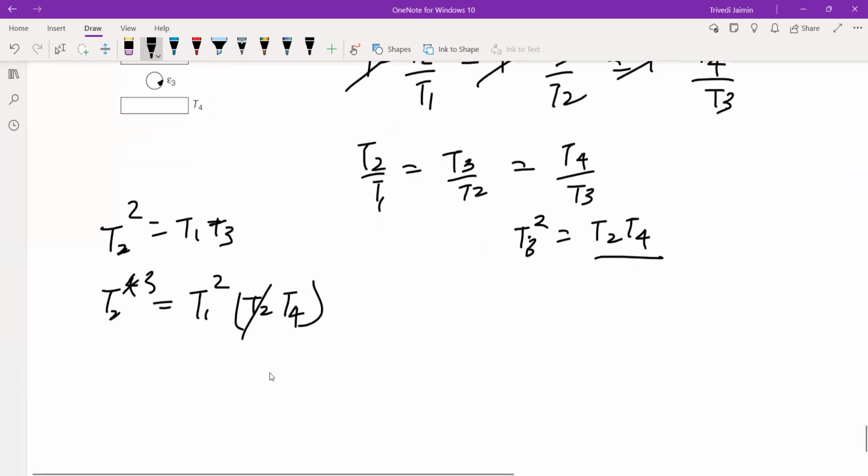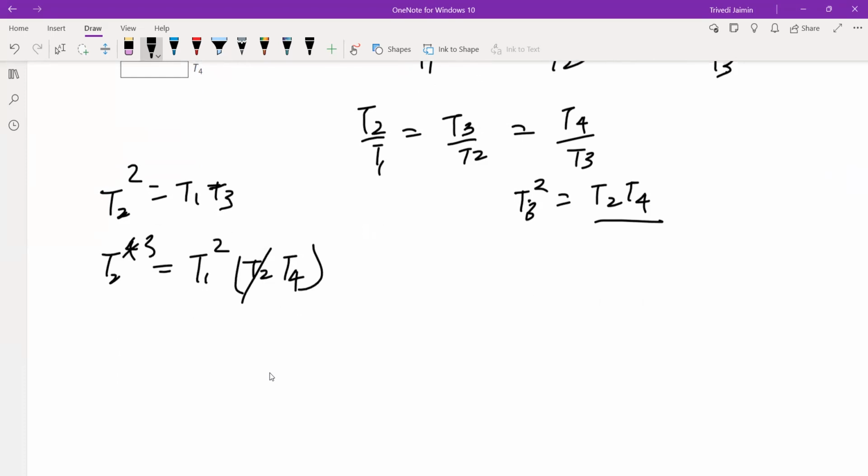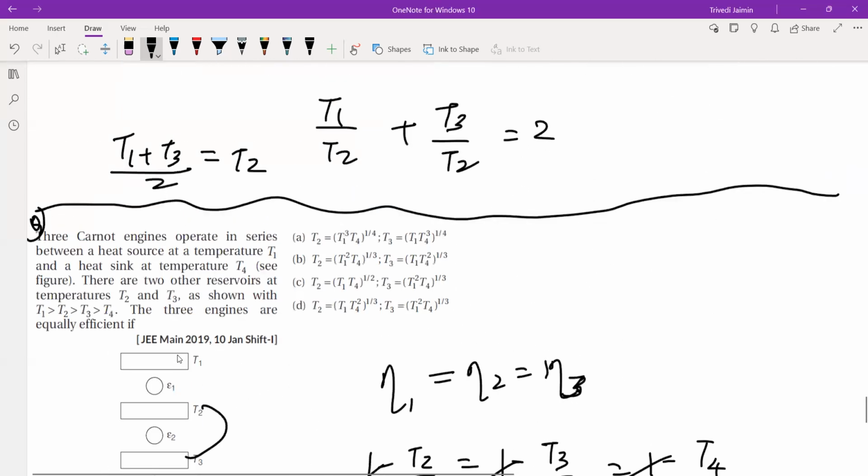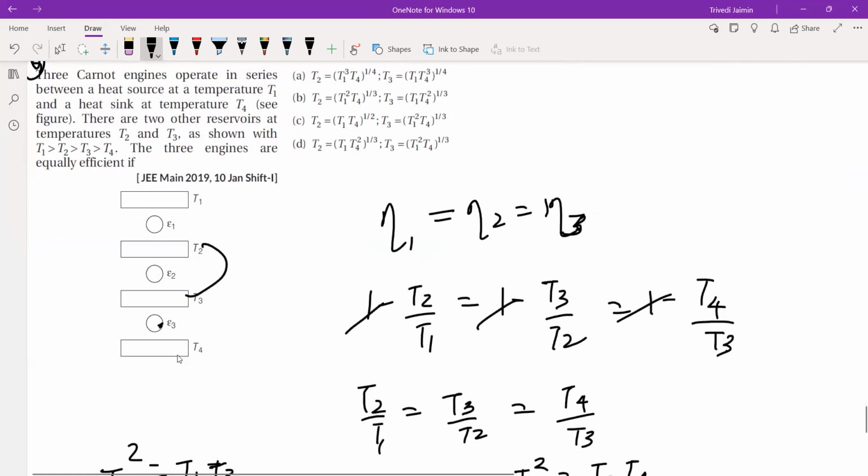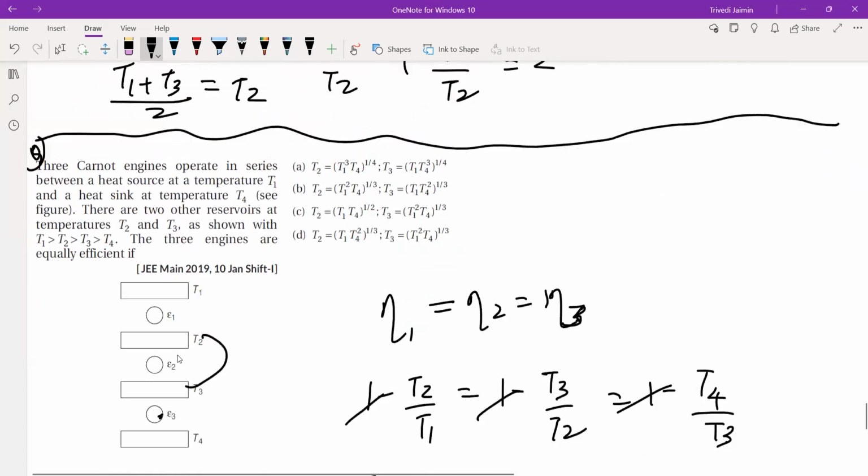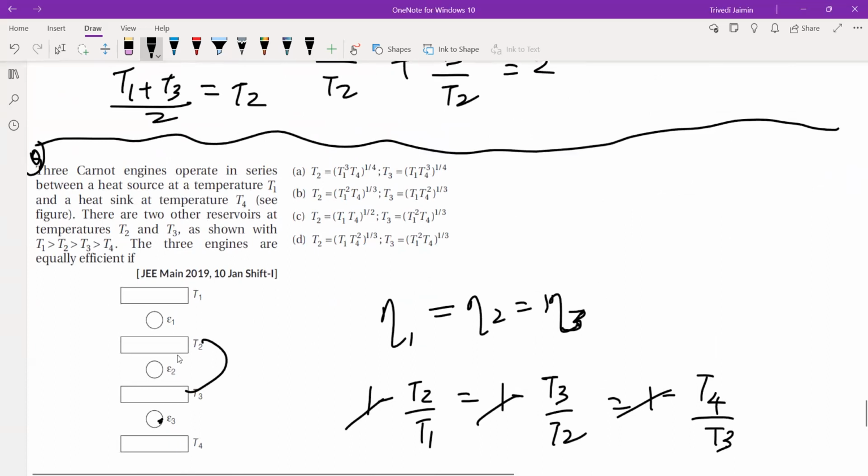It's not 3 steps, right? It's making more. Okay. T2 cube, which is T1 square, T4. Do we have this option? Yes. T square and T4, yes, 1 power. B should be the option.